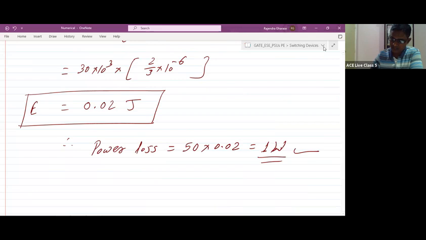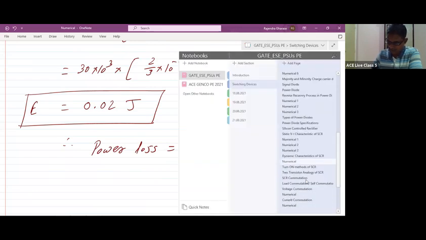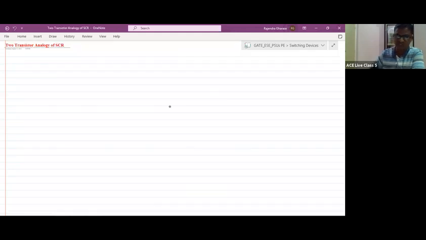Next, let us discuss the next term, next concept. Turn on methods we already completed. So before moving towards the commutation, let us discuss the two transistor analogy of SCR. Basically, the two transistor analogy of SCR is used, or you can say this will give the mathematical proof for the gate triggering of the SCR. In the gate triggering of the SCR or in the turn on methods of the SCR, whatever we have discussed, that was a theoretical approach. And generally we say that the gate triggering is the most popular method.